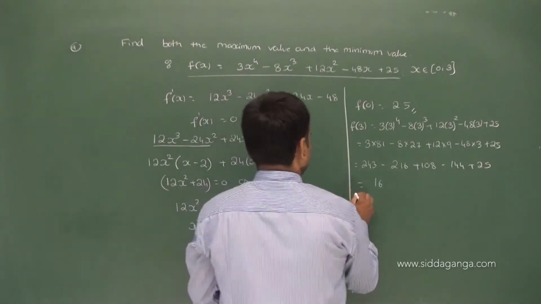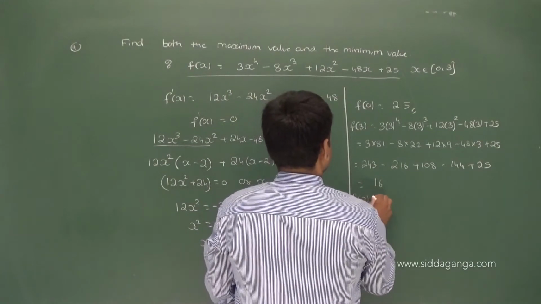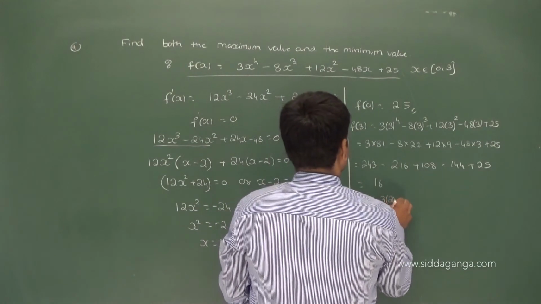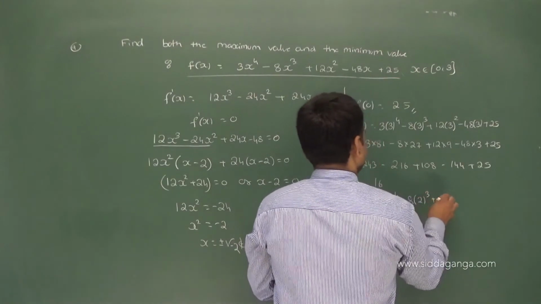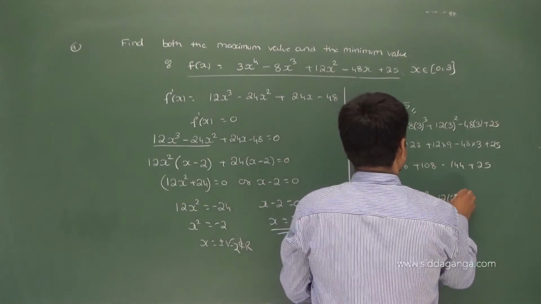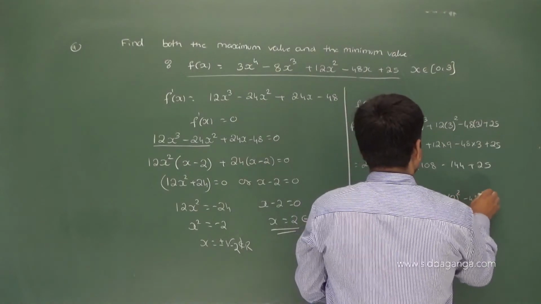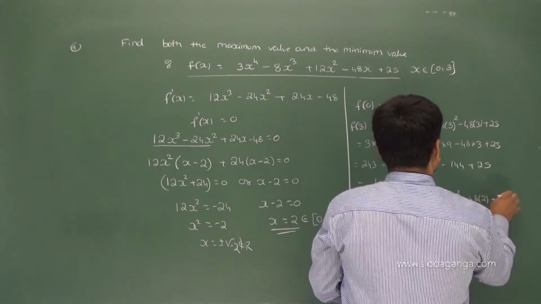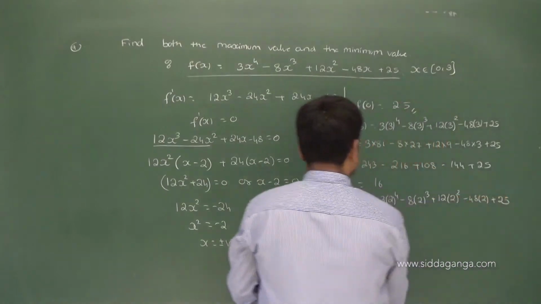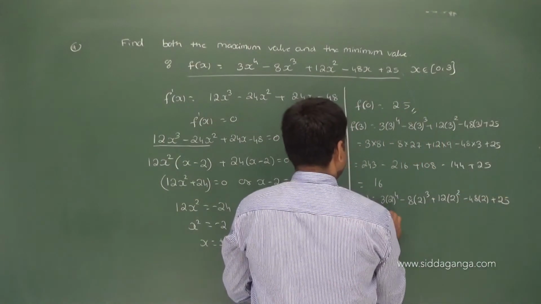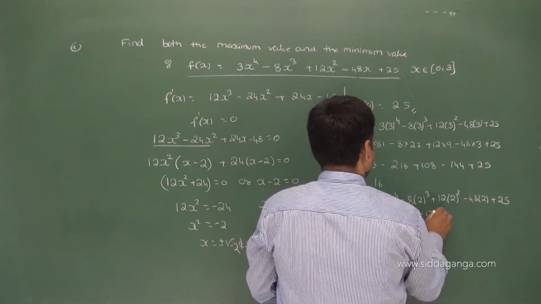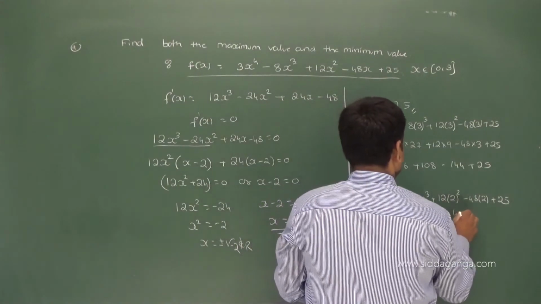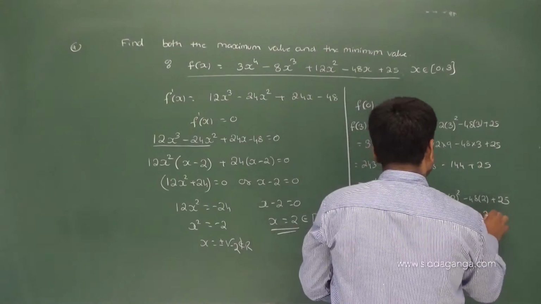F of 2: 3 into 2 to the power 4 minus 8 into 2 cube plus 12 into 2 square minus 48 into 2 plus 25. 3 into 16 minus 8 into 8 plus 12 into 4 minus 48 into 2 plus 25.